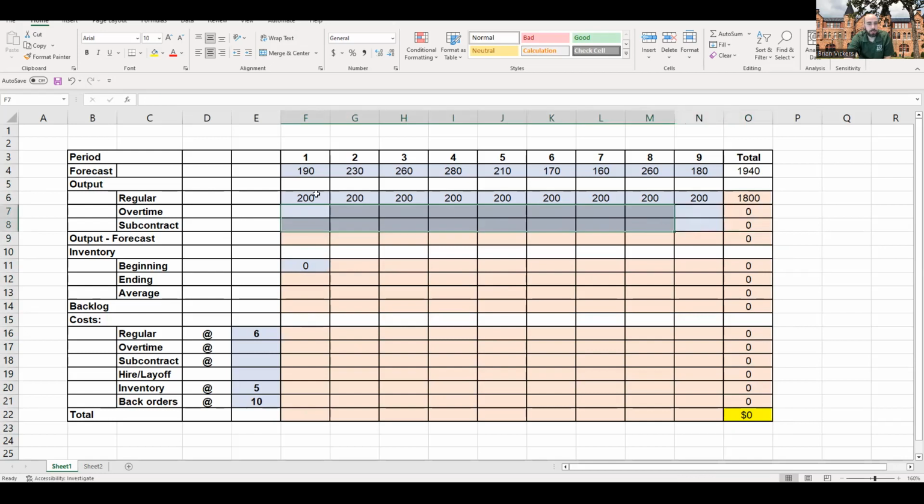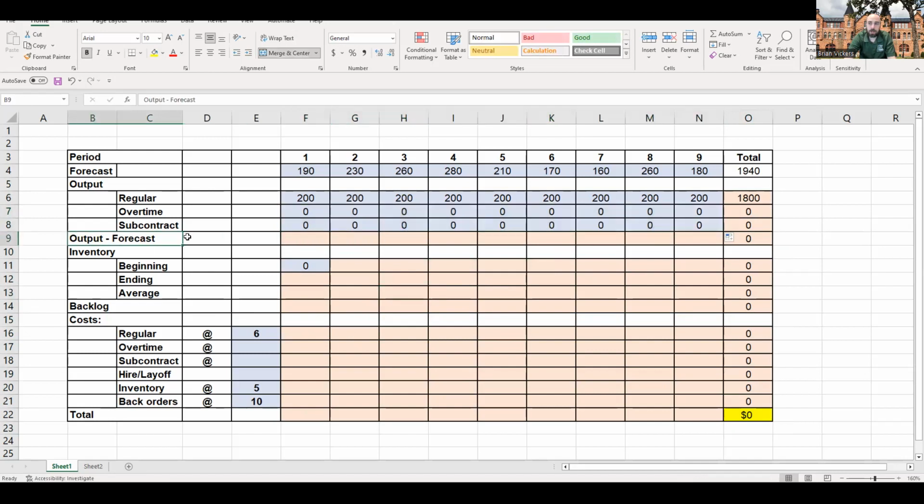Overtime, subcontracting. There is none on this problem, right? Yeah, no overtime, no subcontracting allowed. So those are all going to be zeros. Because they're zeros, you could put them in there. Not required though. You could just leave them all blank. I'll just put them in there to show you there's no overtime, no subcontracting.